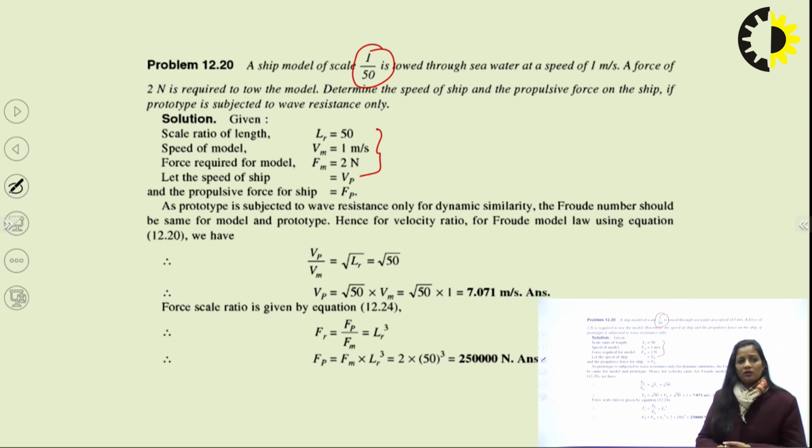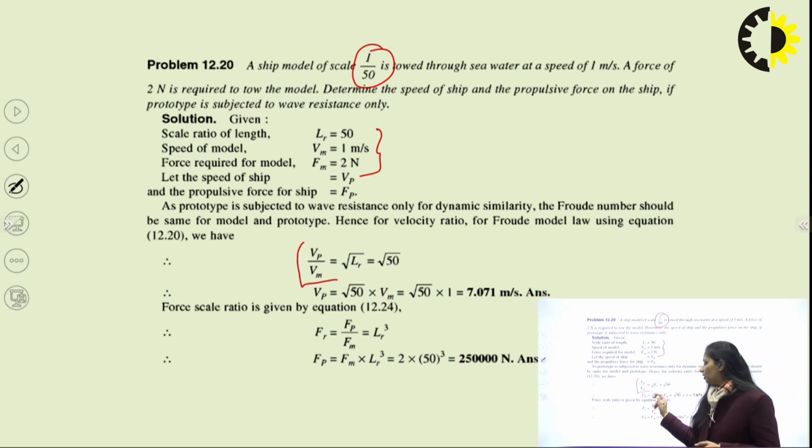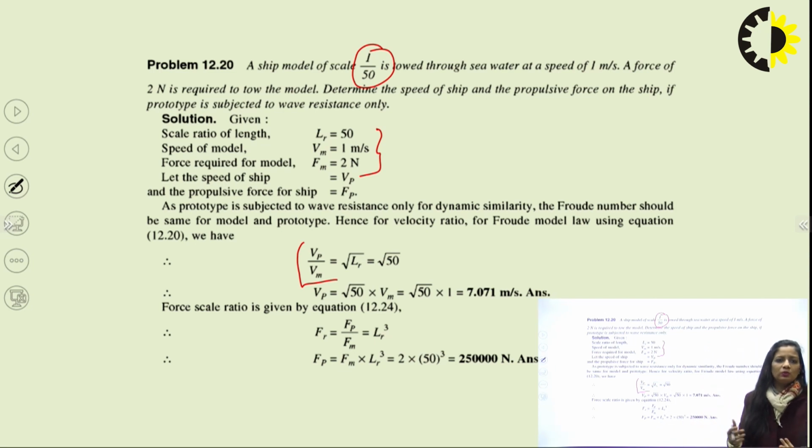Now, because the prototype is subjected to wave resistance only, for dynamic similarity the Froude number should be the same for model and prototype. Hence, for the velocity ratio we use the Froude model law. Because we are talking about wave resistance, the Froude number can be used here. Also, whenever a question talks about the scale of length, you can think of using the Froude model law. Now here Vp by Vm is simply equal to root over LR.